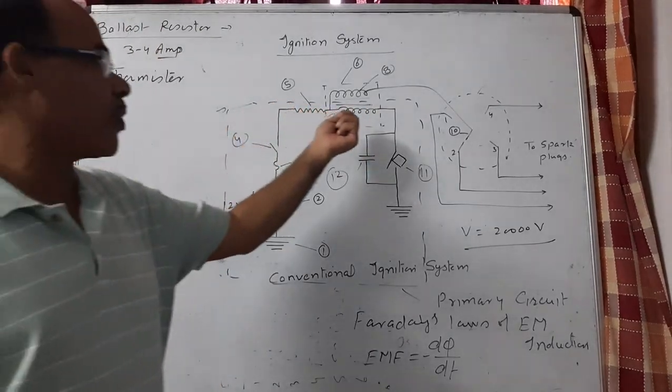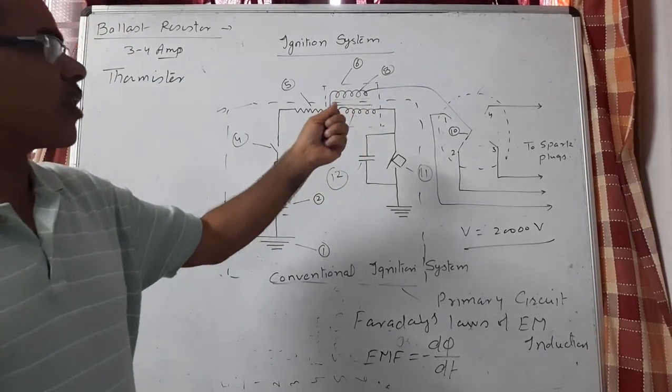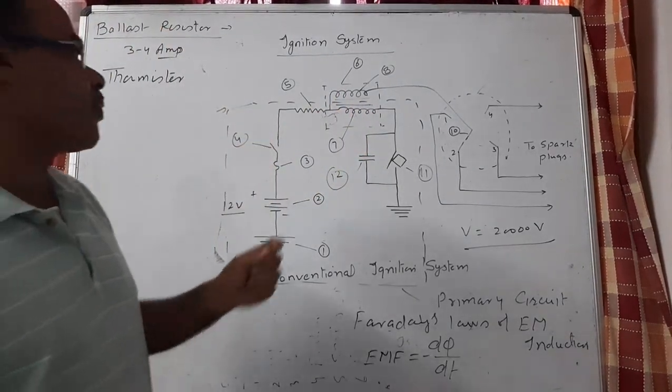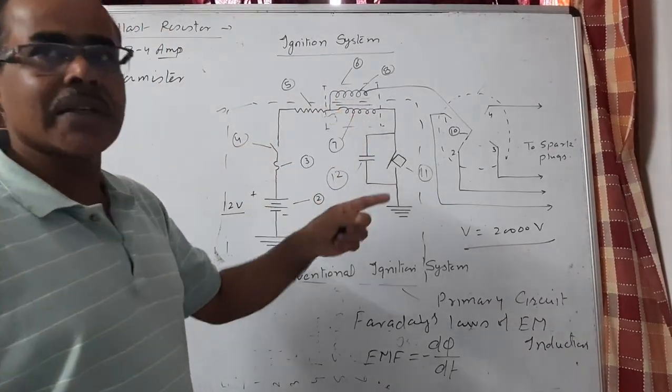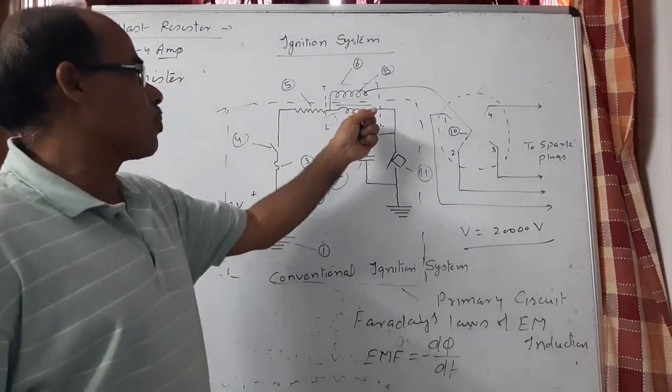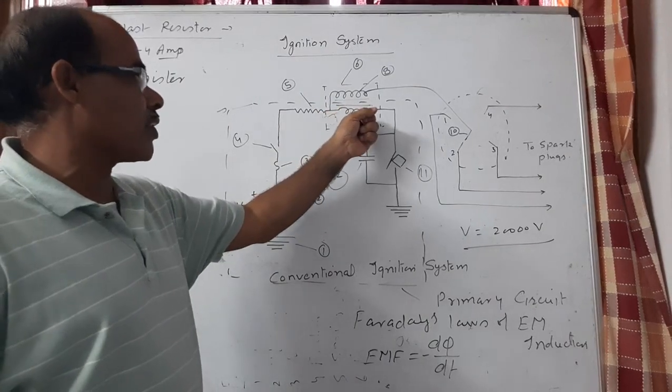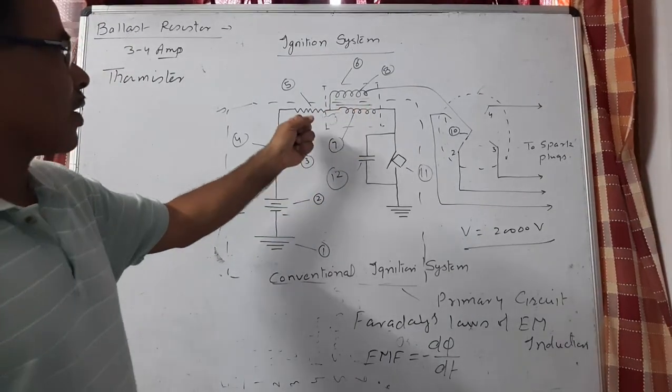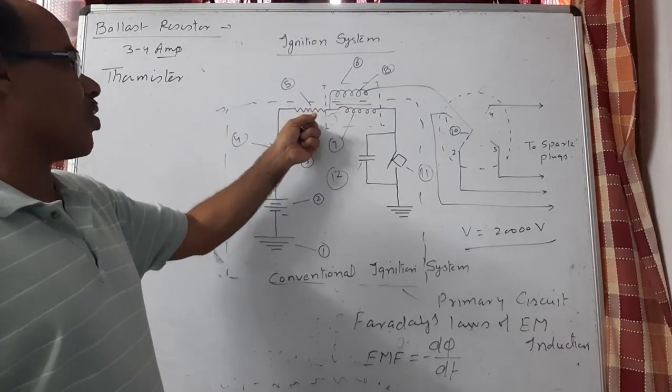So this is a copper wire. The primary coil is a thick copper wire, and it gets heated and the insulation on it may burn. So to protect this insulation from burning, a ballast resistor is incorporated.